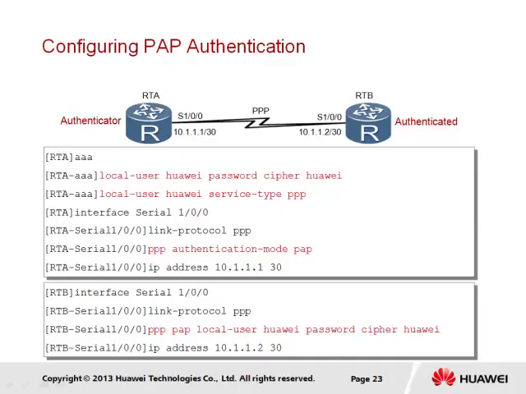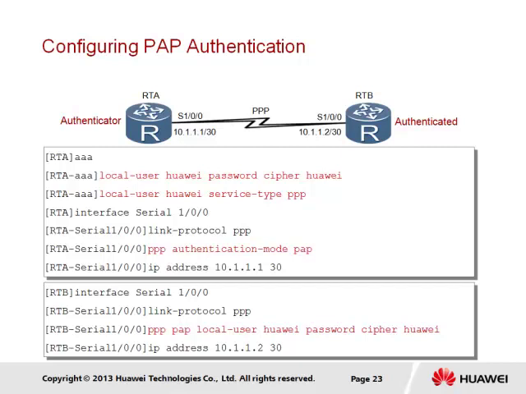The implementation of PAP authentication firstly requires that the authenticator and authenticated devices be determined on the link. In this instance, we have set RTA to operate as the authenticator and RTB to be authenticated. As the authenticator, we are required to firstly set a username and password for the authenticated device using the local user command, as well as define that the PPP service type is configured for the local user RTB. It is also necessary that we specify that the interface is to support PAP authentication for PPP, and we do this again by using the PPP authentication mode command followed by the PAP parameter.